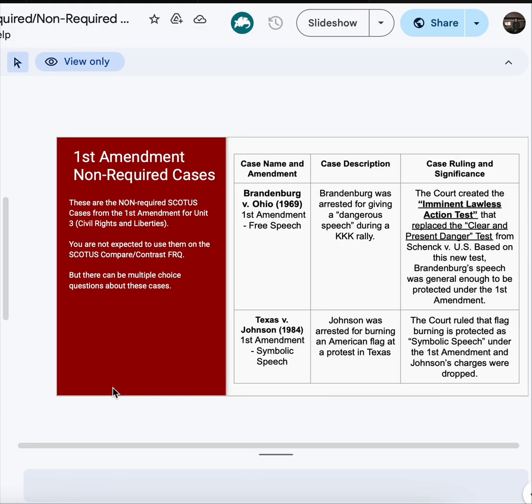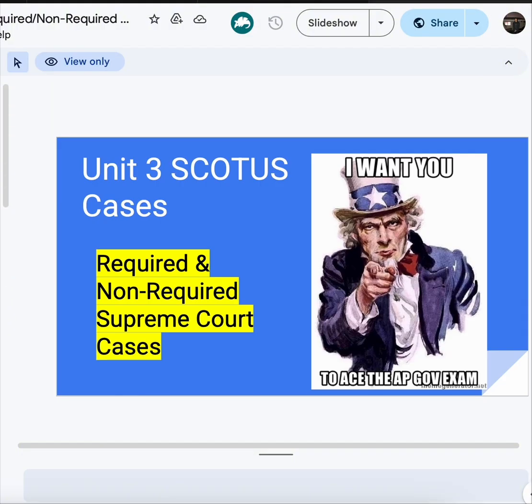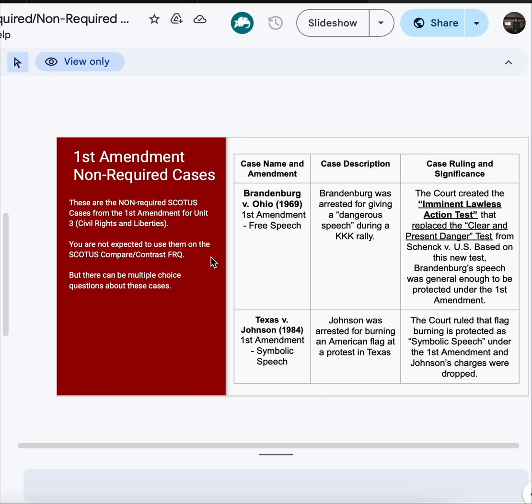So today we're going to be doing the First Amendment non-required cases. Last night we did the required cases that were from Juski and whatnot. So we're going to start off with Brandenburg v. Ohio. First, the key principle of it is the First Amendment, which is free speech. He was arrested for giving a dangerous speech during a KKK rally, and it included racist and threatening language. He was arrested under an Ohio law that banned speech advocating violence and illegal acts.